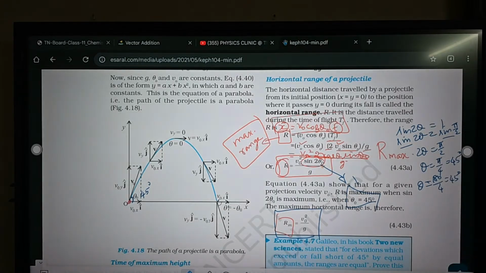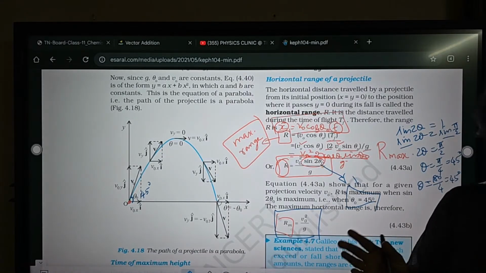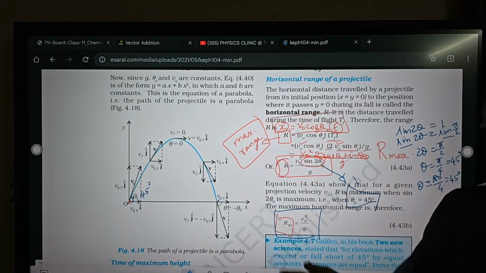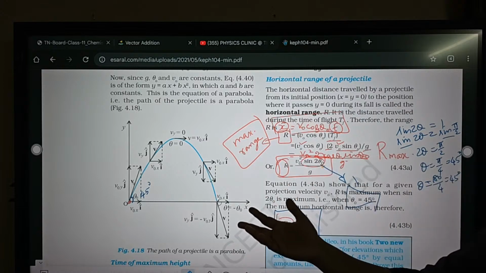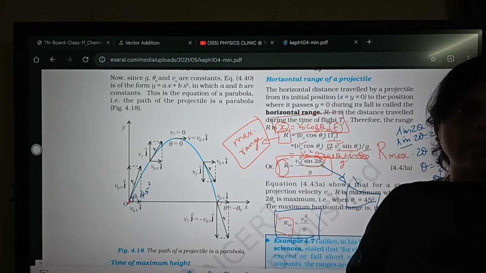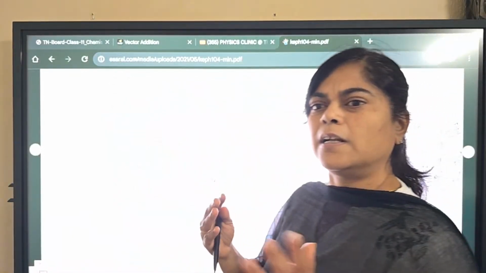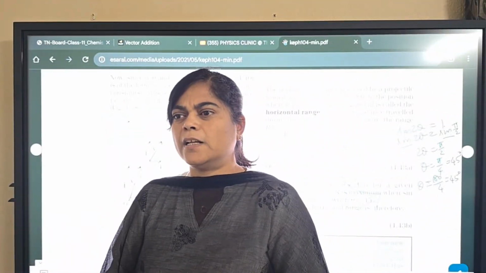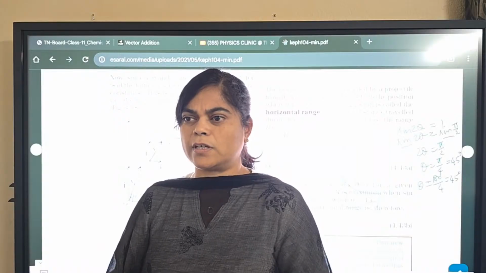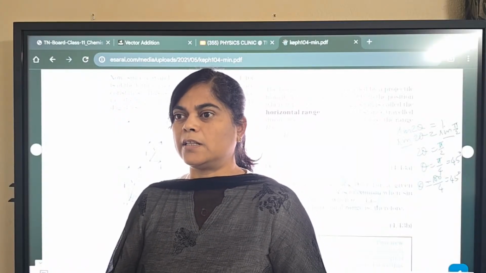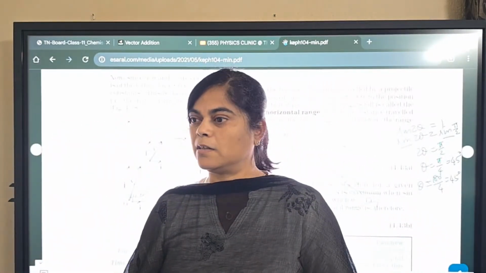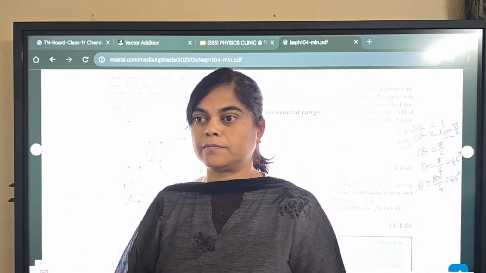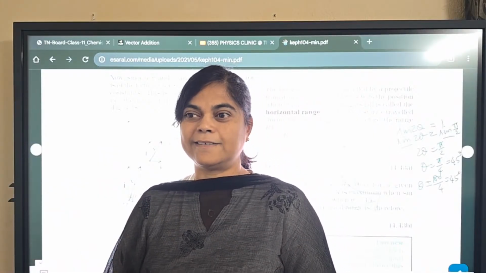Until right now, you have studied most of projectile motion. If an object is flying in the air, these are all the things associated with it. You divide velocity, displacement, and acceleration into two components, and with that idea you have derived maximum range, maximum height, and total time taken, everything. Is it clear? Done? Thank you.